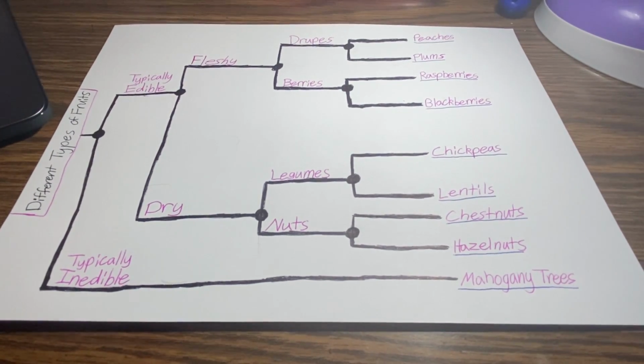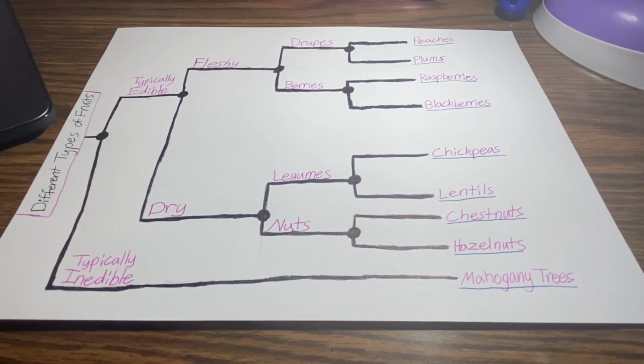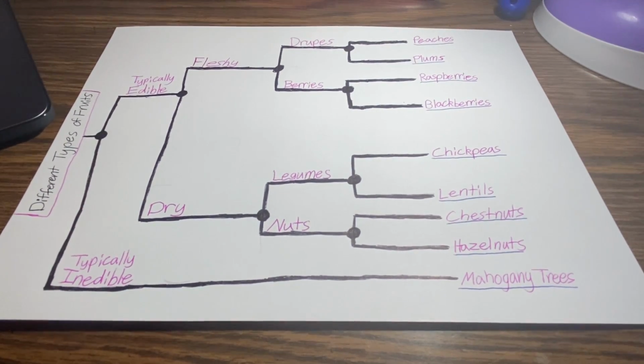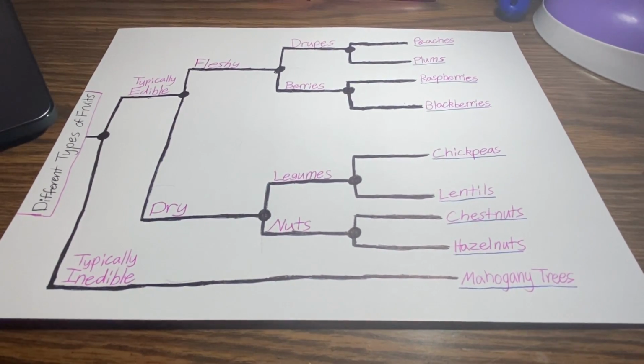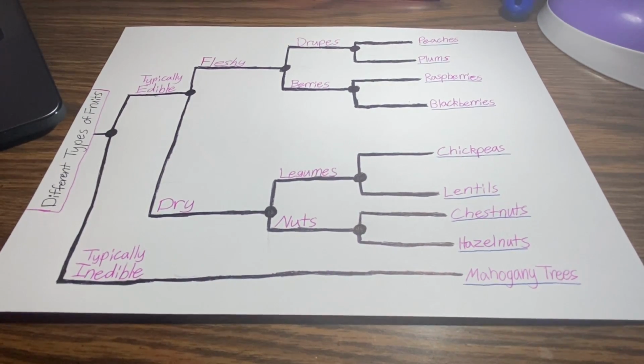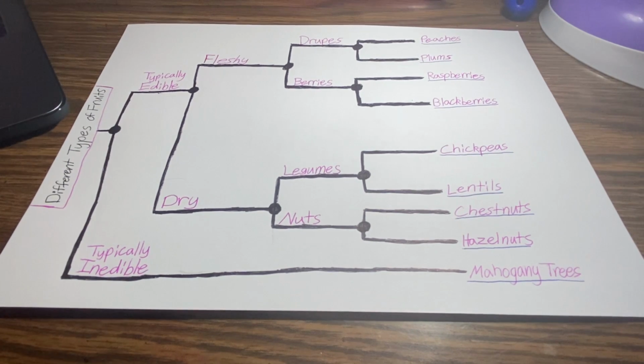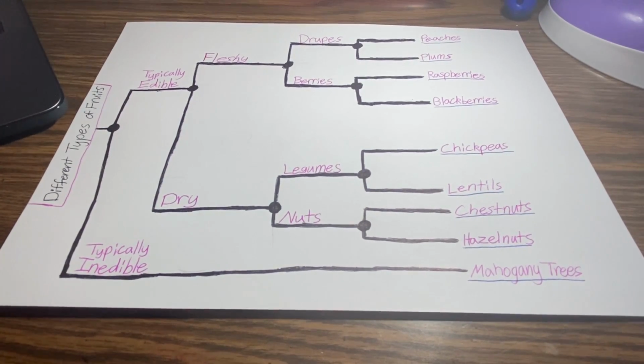So today we are going over phylogenetic trees by using an example of the different types of fruits. A phylogenetic tree is a diagram that represents evolutionary relationships among organisms. We start by separating our fruits into their edibility for humans. So we have typically edible and typically inedible as our first branching categories.